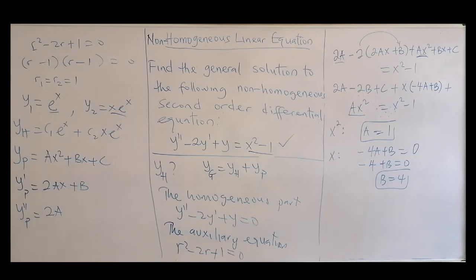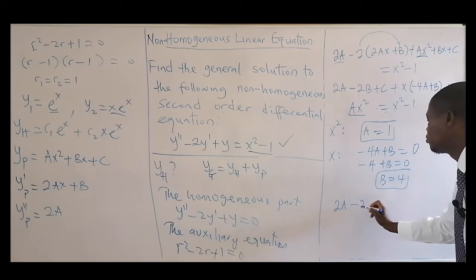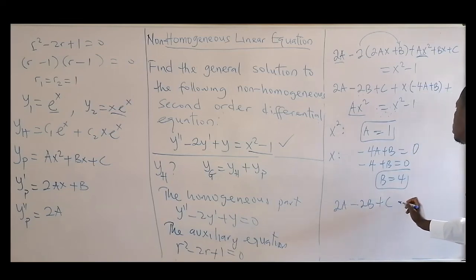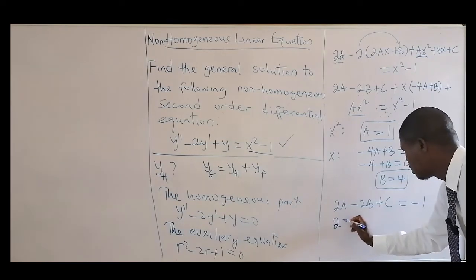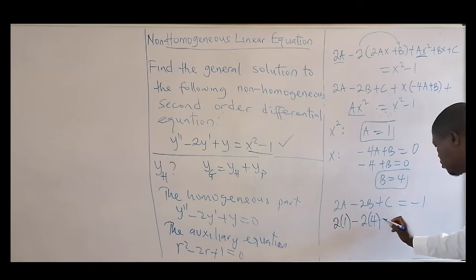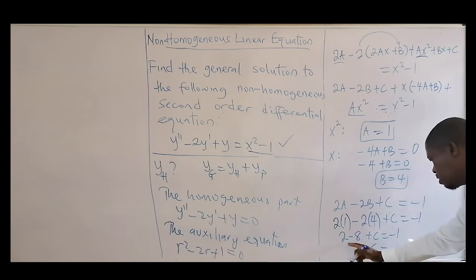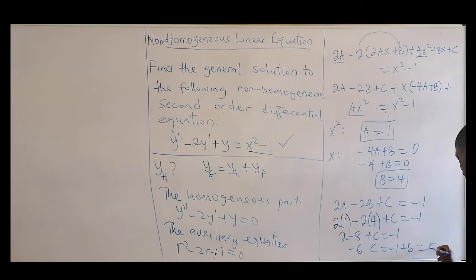And then the constant terms. Equate the constant terms, which will be 2a minus 2b plus c equal to the constant term, which is minus 1. A is 1, so 2 times 1, minus 2 times b, b is 4, plus c equal to minus 1. So we have 2 minus 8 plus c equal to minus 1. So c equals minus 1 plus 6. C is 5. C is equal to 5.